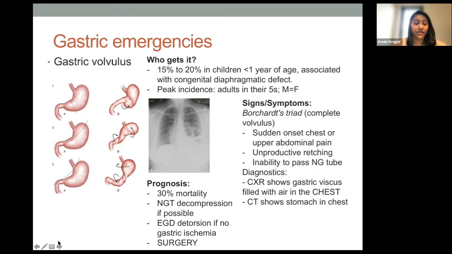So it's easy to miss this because a lot of times people come in saying chest pain and really they're getting worked up for cardiac and pulmonary things, and people miss this very often. So always think this could also be a potential gastric volvulus in those instances.